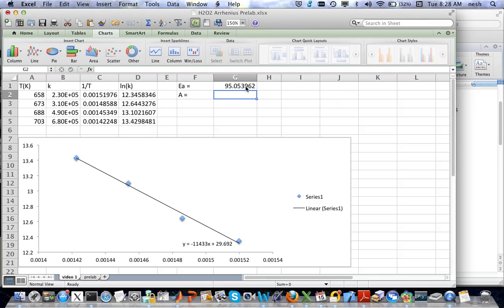That should do it. Okay, and once you've solved algebraically for the prefactor A, then you can type in a similar equation here, which, as it turns out, will depend on this y-intercept.